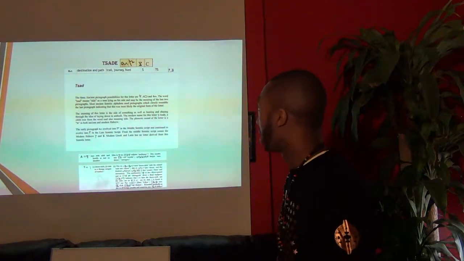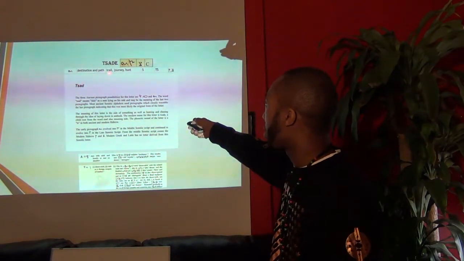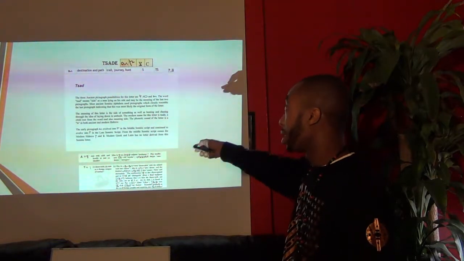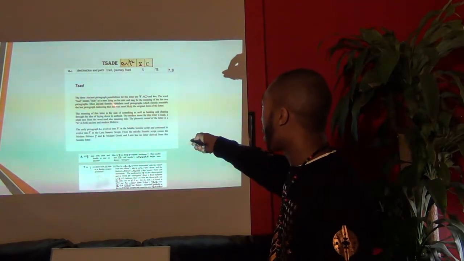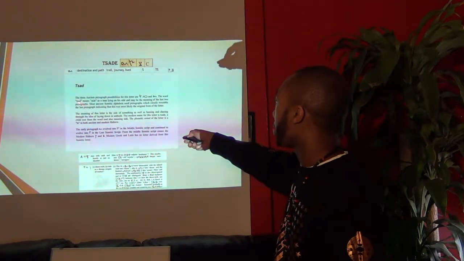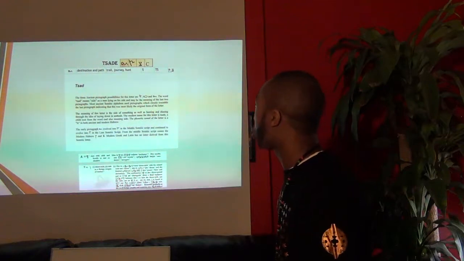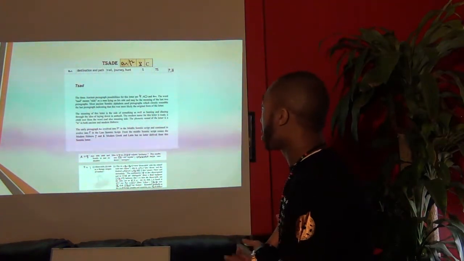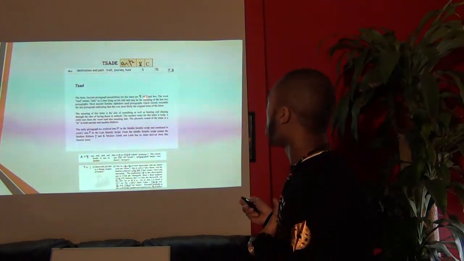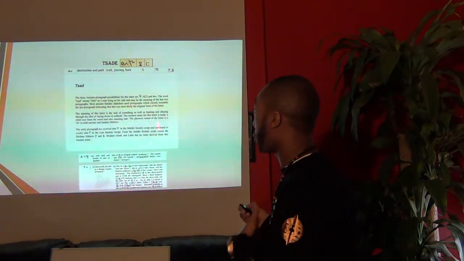Alright, the Sade. What is the Sade? Destination and path. It means a trail, journey, or to hunt. The three ancient pictograph possibilities of this letter are this, and this. It shows the word side, meaning side, as a man lying on his side, and may be the meaning of the last two pictographs. Most ancient Semitic alphabets and pictographs closely resemble the last pictograph, indicating that this was most likely the original form of the letter.